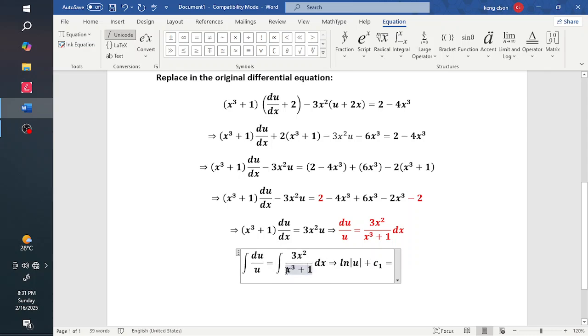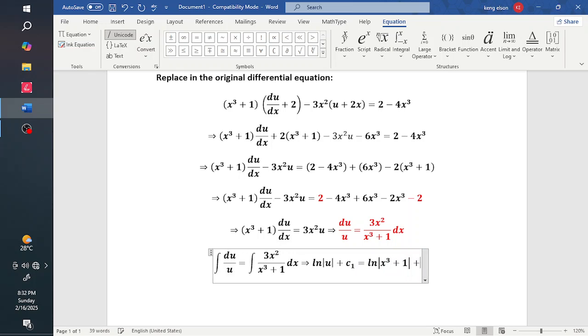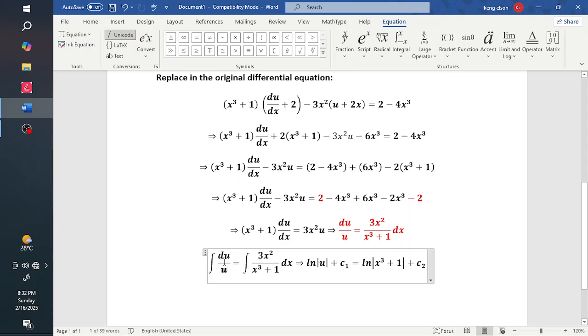You clearly see that if I differentiate the denominator x cubed plus 1, I get 3x squared. So it means that since the numerator is a derivative of the denominator, then the answer is just the ln of the absolute value of the denominator, then plus another constant of integration. That is the same thing I did on the left hand side. Since I know that if I differentiate u, I get du, that is why the answer is the ln of u. If I differentiate x cubed plus 1, I get 3x squared dx. That's why the result of the integral is just a ln of x cubed plus 1.